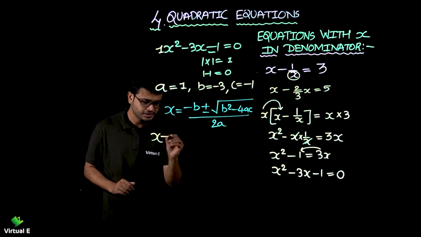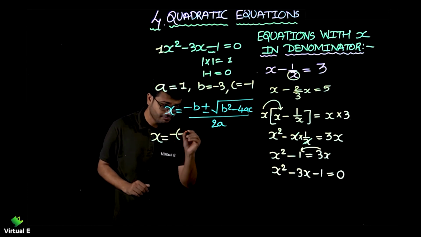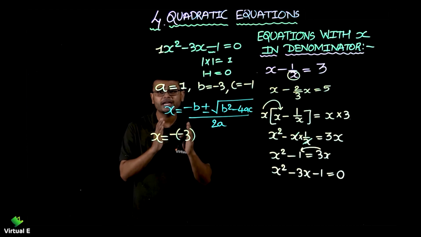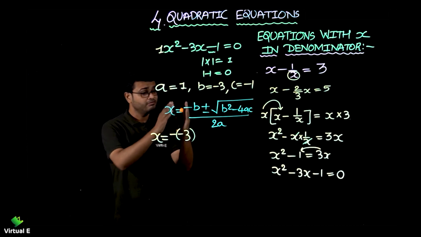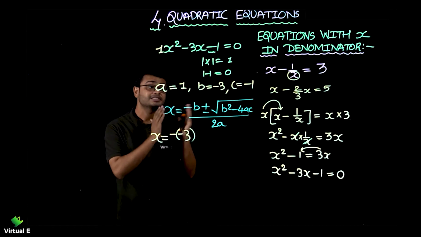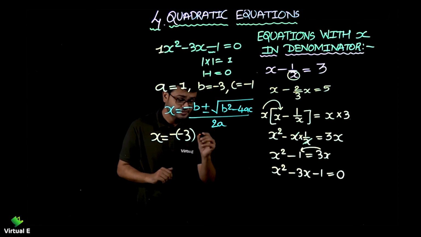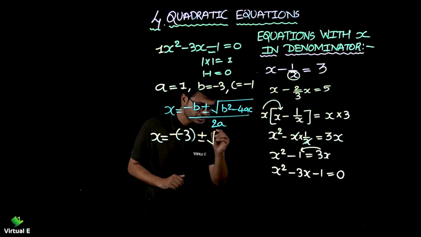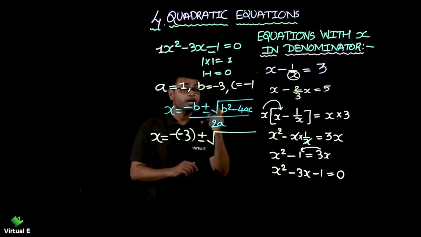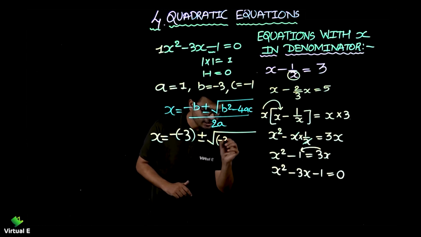So x is equal to minus 3. Why are there 2 negatives? You must be thinking. One negative is for the formula, the second negative because it is there already in b, minus 3. Then plus or minus square root of b square. What is the value of b? Negative 3.